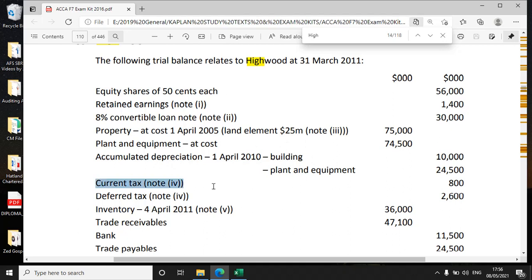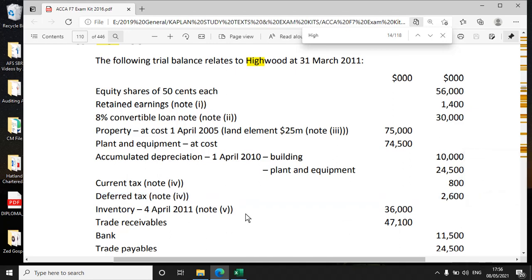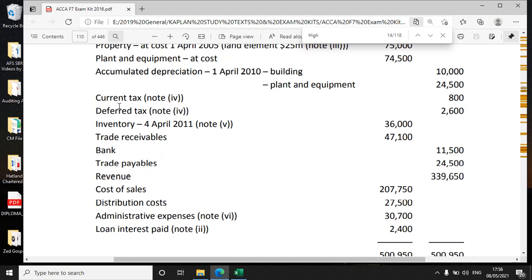This tax is on the credit side, meaning that we have got an over provision. This deferred tax that you are seeing in your trial balance is the brought forward deferred tax. I think I showed you the other time how to work out deferred tax.